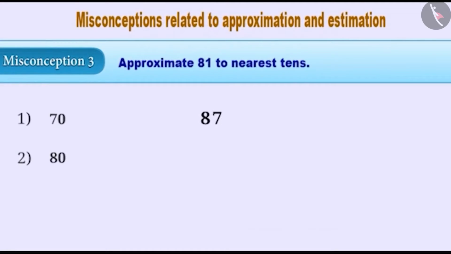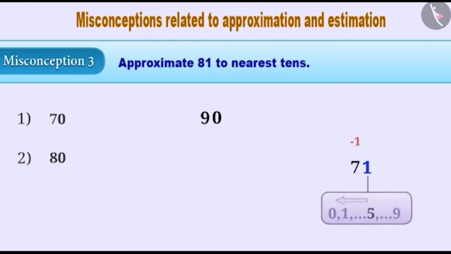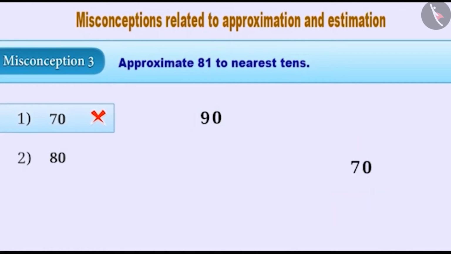Misconception 3. Approximate 81 to the nearest tens. If the digit in units place is 5 or greater than 5, then while approximating to the nearest tens, the digit to its left is increased by 1. Also, sometimes it is incorrectly assumed that if the number is less than 5, then the digit in tens place should be decreased by 1. This is an incorrect way.